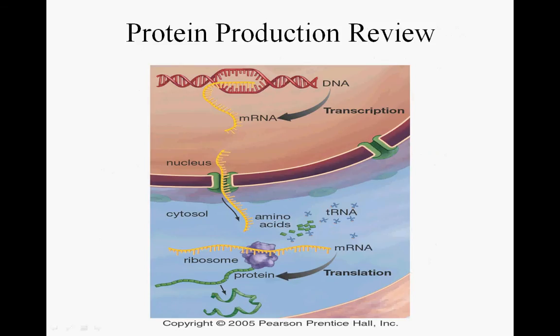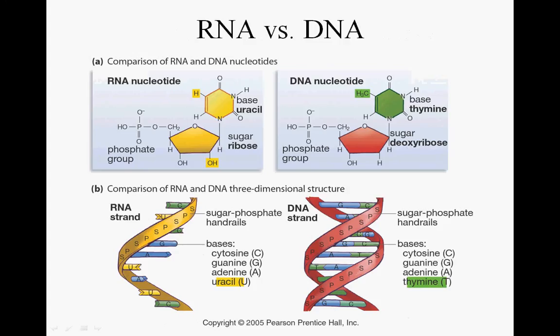Okay, so just a review of protein production, and again, you guys should know this. The DNA transcribes itself to mRNA. The mRNA leaves the nucleus and goes to the ribosome, where it translates itself into a protein. You guys have learned this since lots of chapters ago, so you know this pretty well.